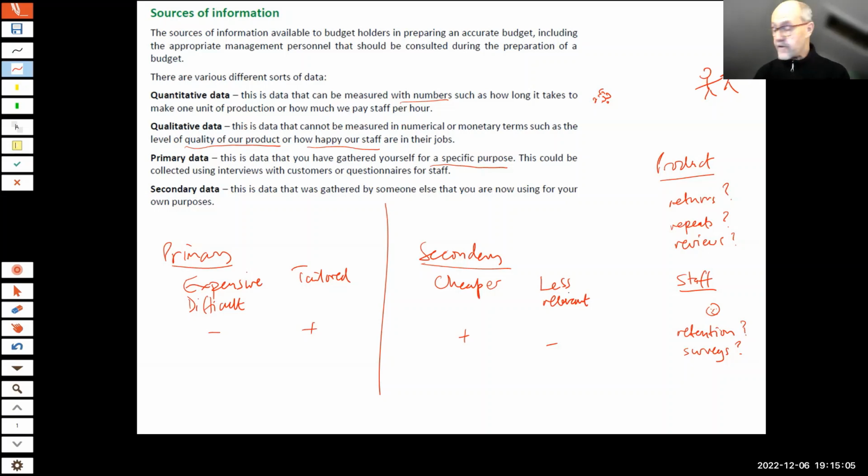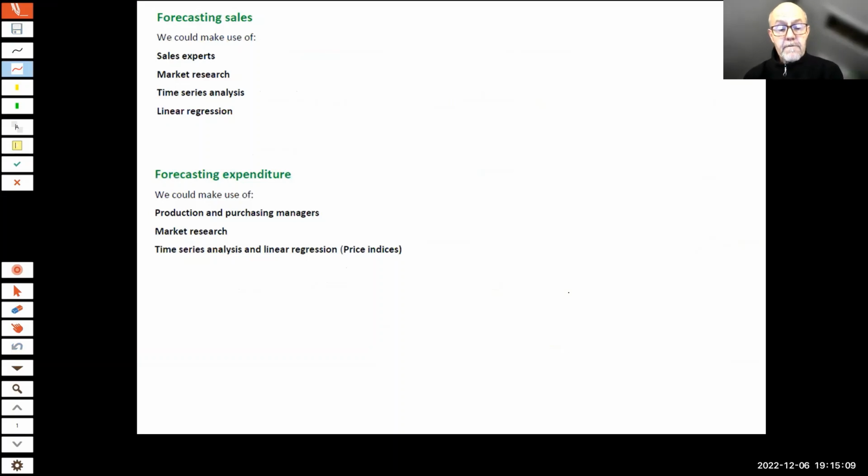So that's a couple of definitions. So forecasting budget, we've said, is all about foretelling the future. On the one hand, we're forecasting sales, what's going to come in. On the other, we're forecasting expenditure, what's going to go out. So how do we forecast sales? We could make use of sales experts.